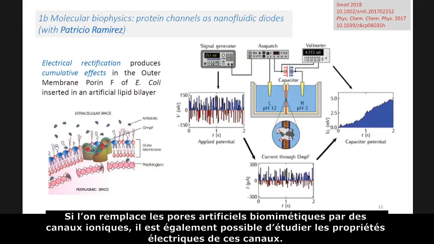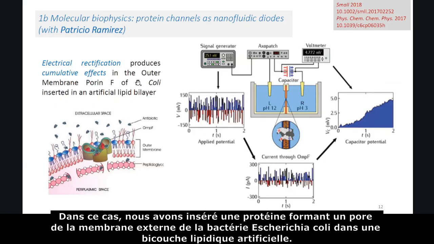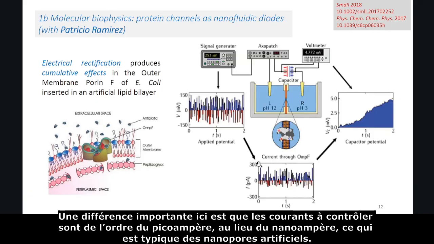If you change the biomimetic artificial pores and use instead ion channels, you can also study the electrical properties of the ion channel. In this case, we have inserted the outer membrane porin protein of Escherichia coli bacteria in an artificial lipid bilayer. An important difference here is that the currents to be controlled are in the picoampere regime instead of the nanoampere regime, which is typical of the artificial nanopores.